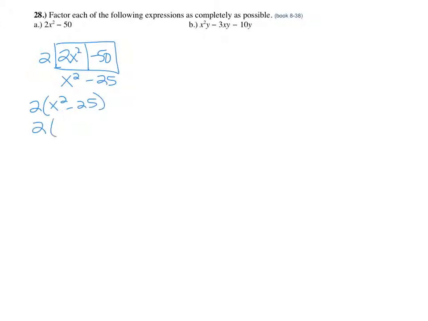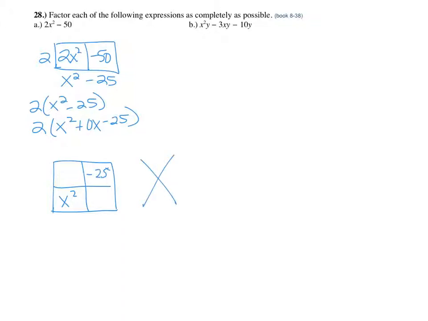That's missing that bx, so we're going to fill it in with a 0x. And continue to factor. So we'll fill in our first term and our last term. Set up our diamond problem. So this diagonal has a product of negative 25x squared. The sum is that placeholder we filled in of 0x. So we're going to multiply to a negative. We need one positive, one negative.